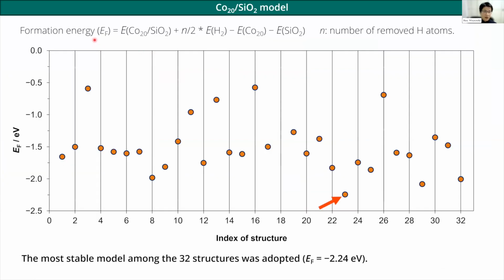I calculated the formation energy of this cobalt 20 with silica slab. A negative energy in this equation means a stable structure. Here the y-axis represents this formation energy, and the x-axis represents the index of the structure. I performed the geometry optimization of each point, and finally got the most stable one, number 23. This structure shows minus 2.24 electron volts for formation energy. That means it is stable enough for contacting the cobalt cluster and the silica slab.